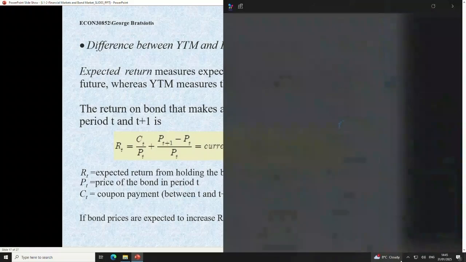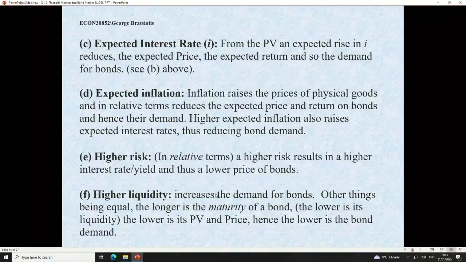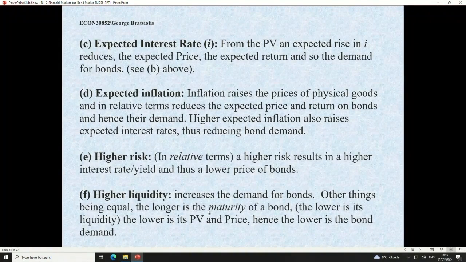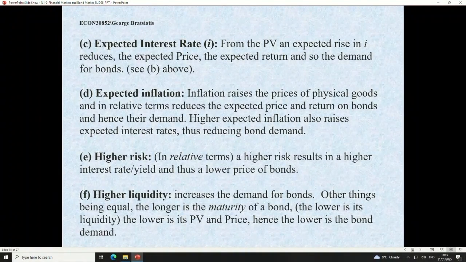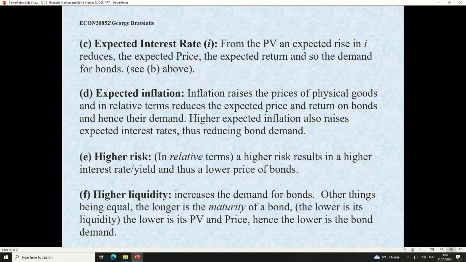What else? Expected interest rate now. From the present value, an expected rise in the interest rate reduces the expected price. Do you remember that? What we said, that the interest rates move in the opposite direction to prices. Therefore, if I expect the interest rates to go up, what do I expect the price to do? To go down. Therefore, expected interest rates will mean that my demand for bonds drops.